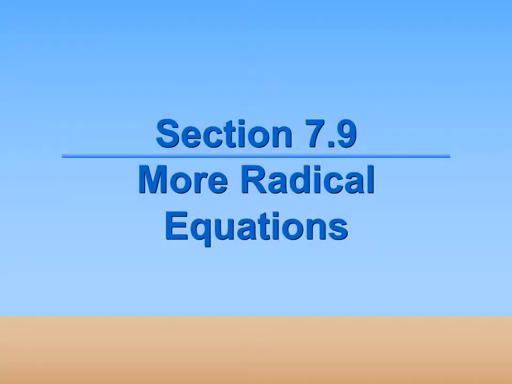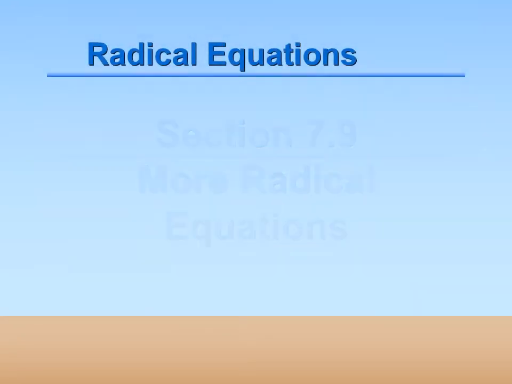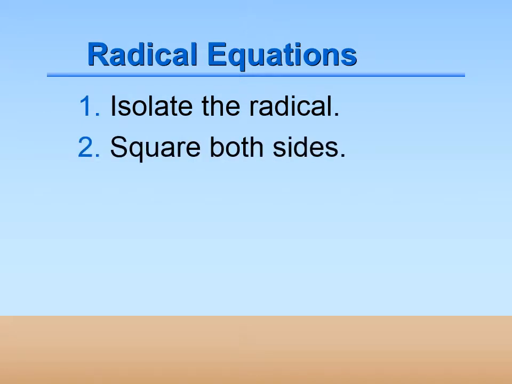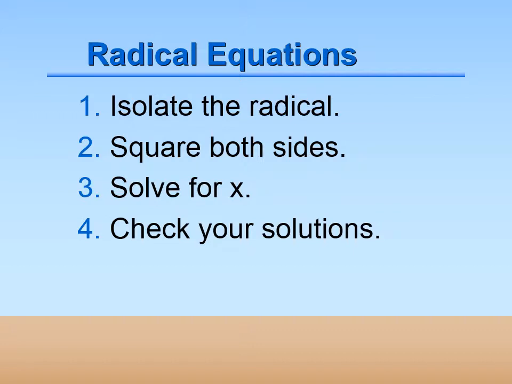In section 7.9, we're going to talk about solving more complicated radical equations. But before we talk about the more complicated ones, let's review how to solve regular radical equations. So here are the steps. Isolate the radical, square both sides, and then solve for x. And then check your solutions just to make sure that they're not extraneous.